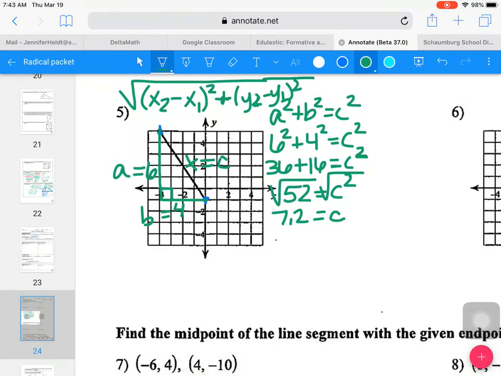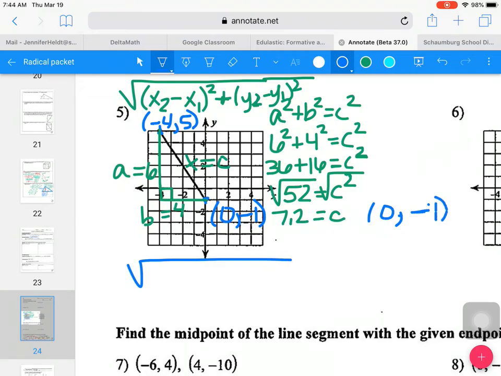These 2 coordinates here on the graph are the points (0, -1), and over here it's the point (-4, 5). We're going to use that distance formula. So again, the points are (0, -1) and (-4, 5). It doesn't matter which point you call 1 or 2.